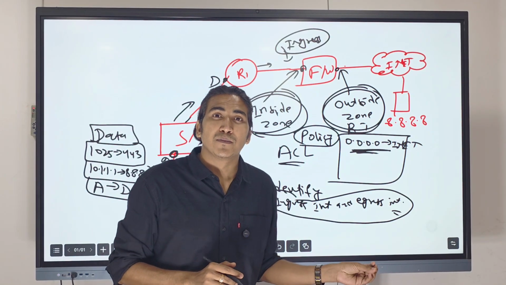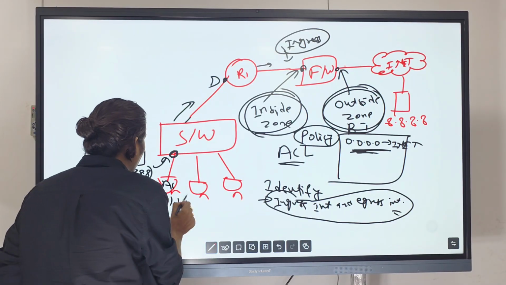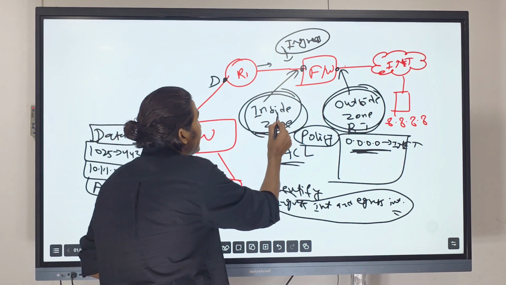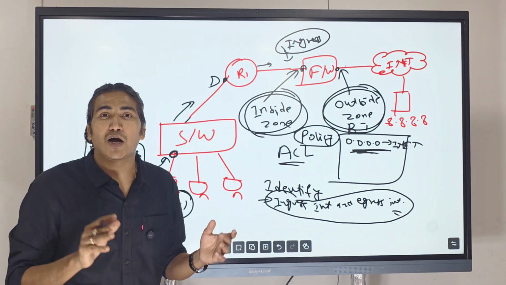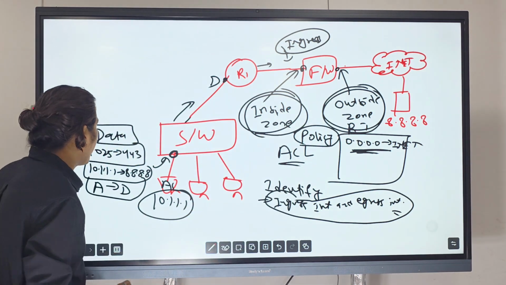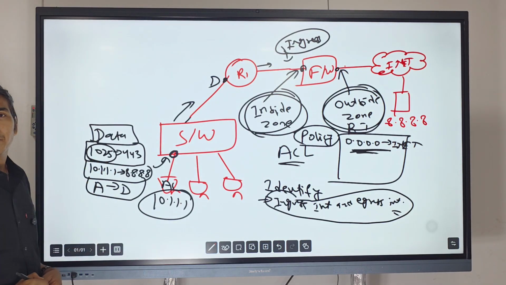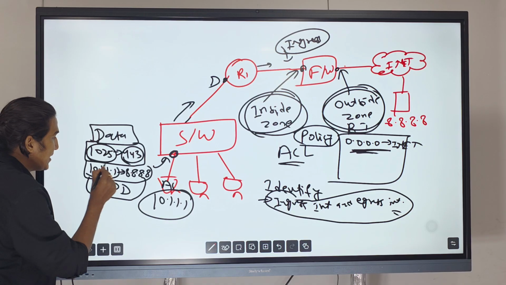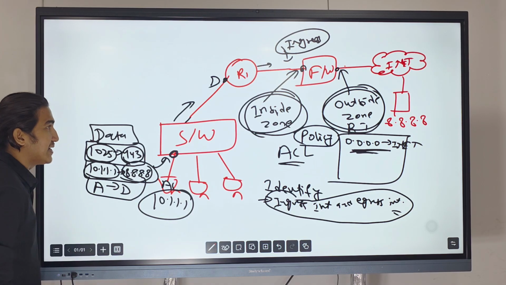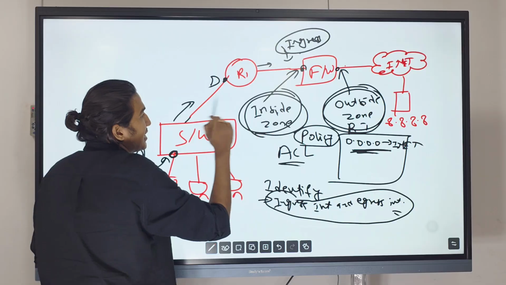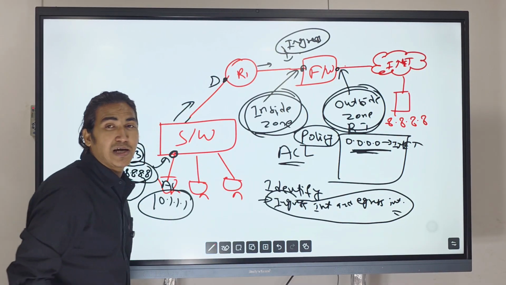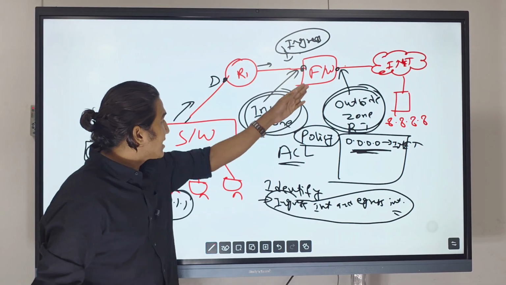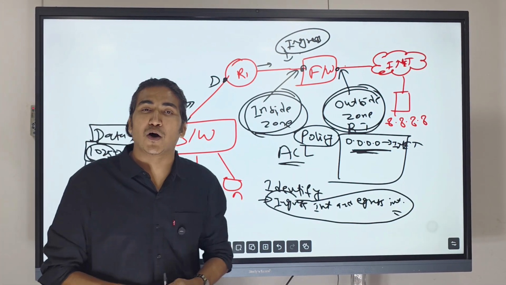Not only the zone, this source 10.1 and destination 8.8.8 from inside zone to outside zone, are they allowed or not? Even the port numbers: source port number 1025, destination port number 443, source IP 10.1, destination IP 8.8.8, source zone, ingress, inside zone, destination zone, egress, outside zone. Now it will check the policy whether this traffic is allowed or not.